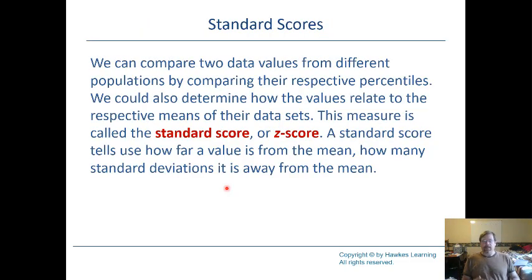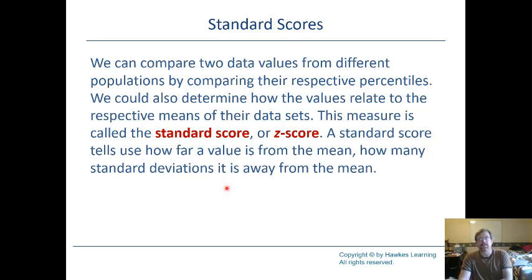Okay, so the last new concept here is standard scores. You can compare two data values from different populations by essentially comparing their relative percentiles. You can also present data as how the values relate to the mean of the data set. This is called a standard score or sometimes a z-score. It tells us how far something is from the mean in standard deviations.